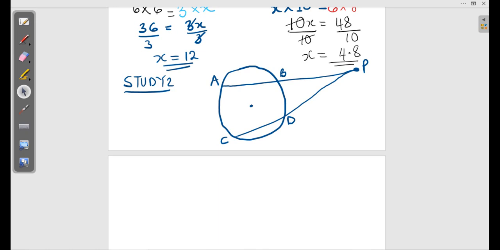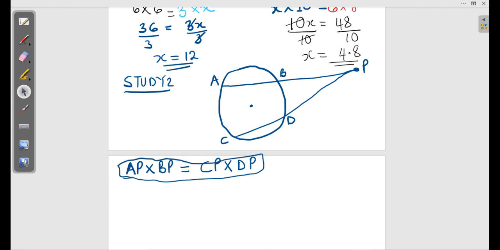So if you take the first chord, which meets at P, it is AP, the total, times the external part, which is BP, must be equal to the second total, CP, times its external part, DP. And this is the rule here. So don't forget the rule when the chords meet at an external point: the total length times the external part must be equal to the total length times the external part.